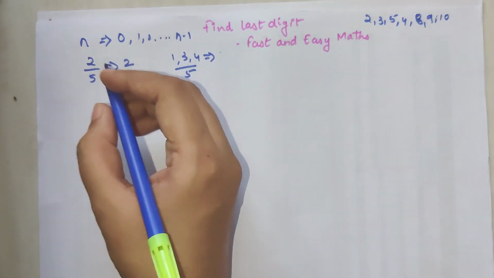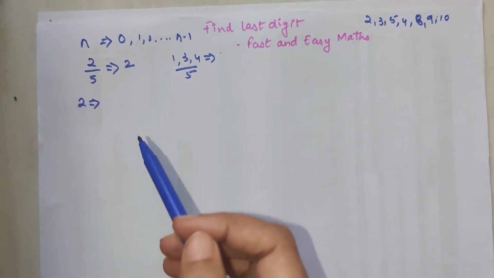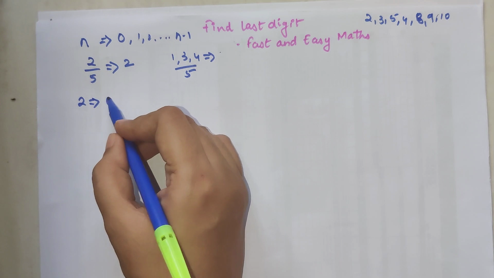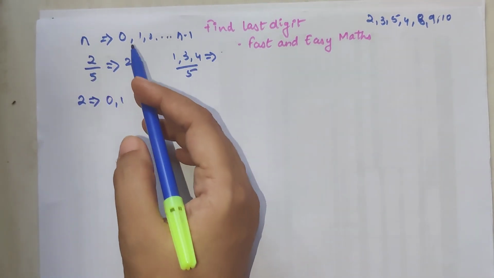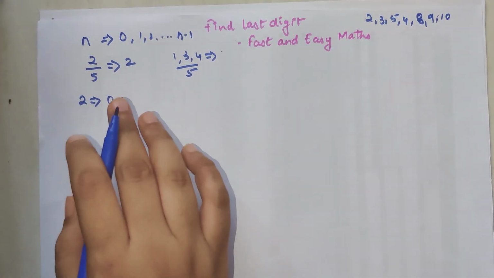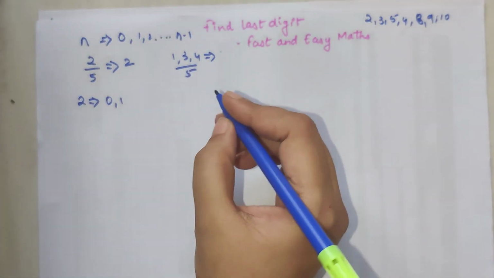Now let's start with 2. Here, I know that the remainders will be 0 and 1 only. Why? Because n minus 1 is itself 1; 2 minus 1 is nothing but 1. That is being taken care of. So whenever I have a number, that number will always give me a remainder of 0 or 1 when it is divided by 2.